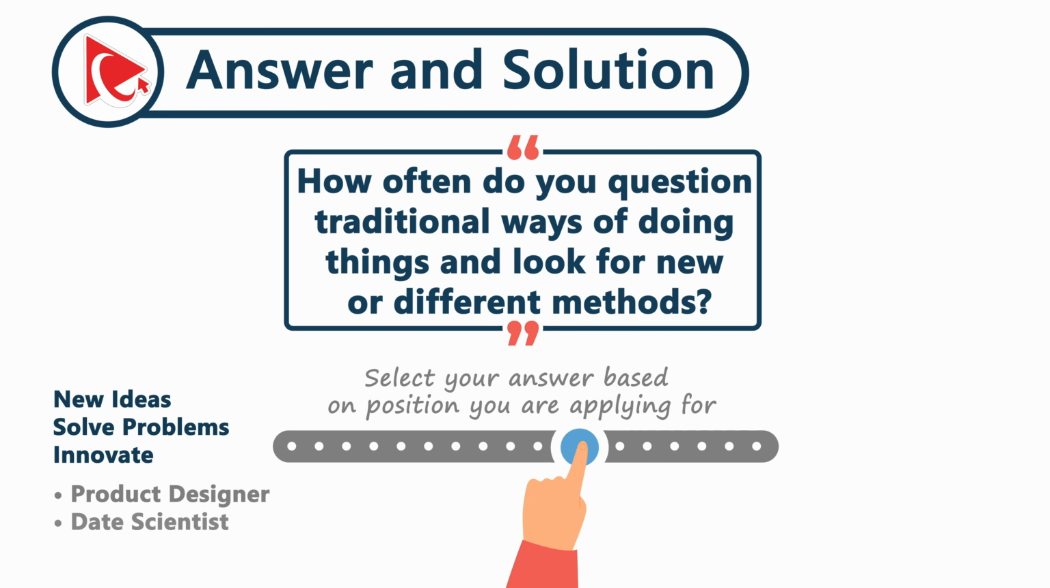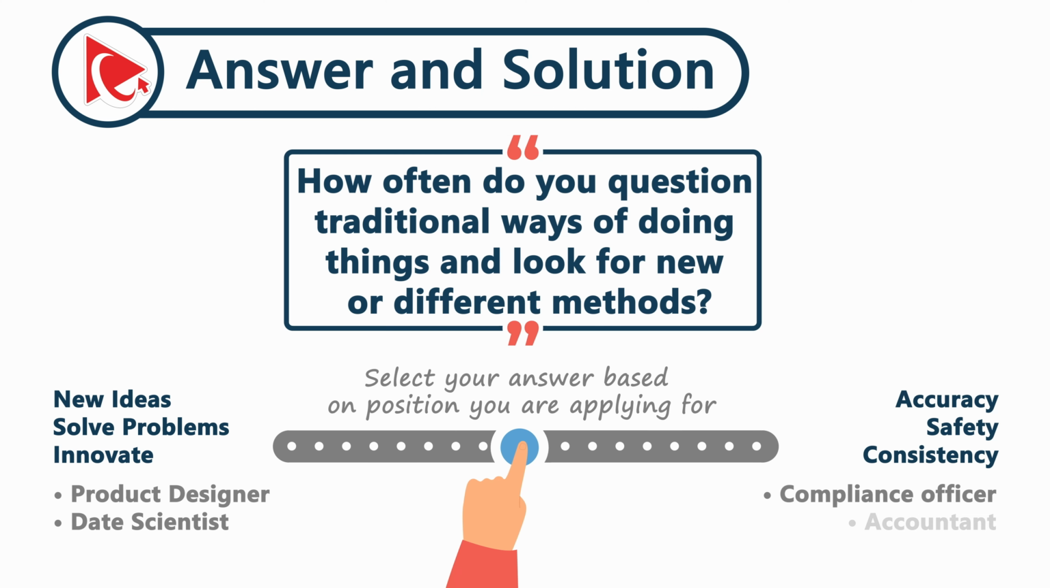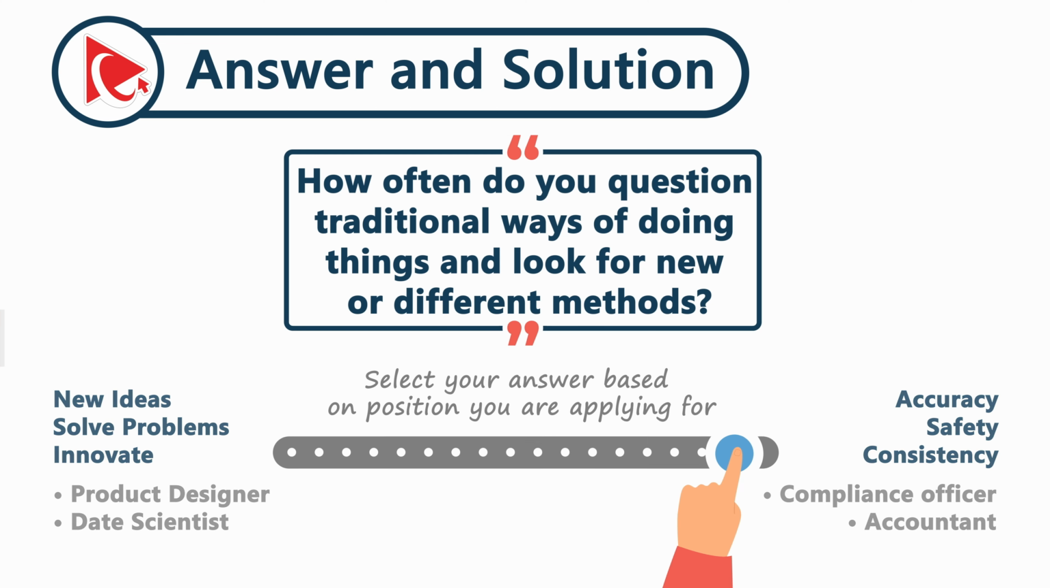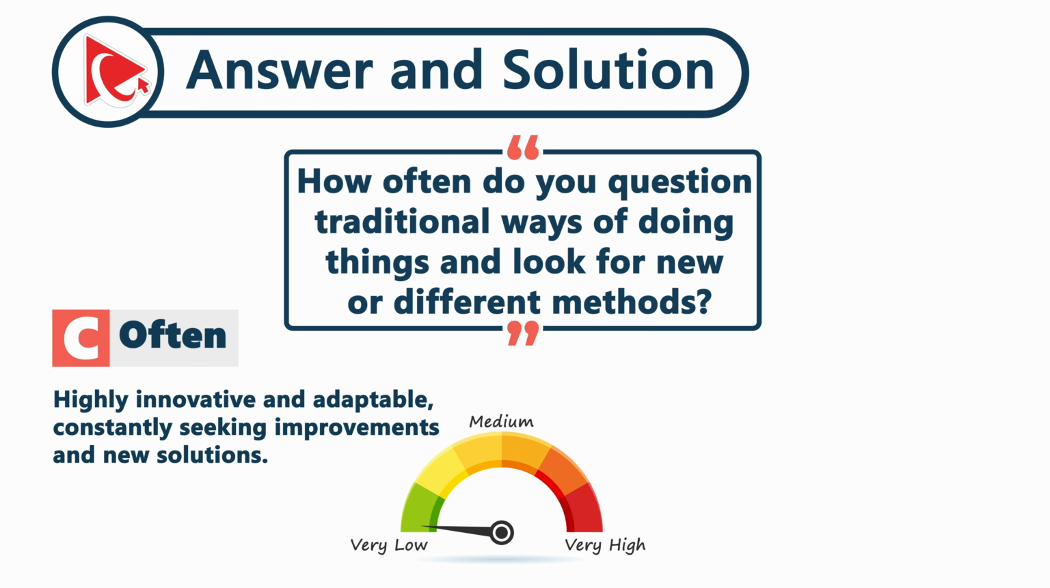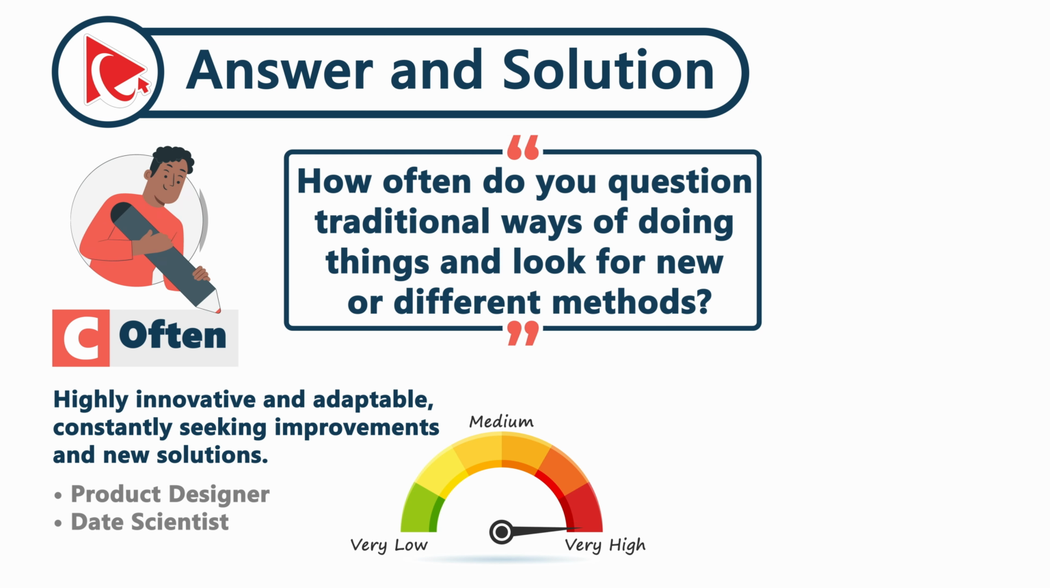Some job positions emphasize new ideas, solving problems, and innovation, whereas other job openings put focus on accuracy, safety, and consistency. For example, choice C, often, is a good trait to have for highly innovative and adaptable positions, constantly seeking improvements and new solutions. It's the best fit for product designers, which require innovation and creativity, and data scientists, which require experimentation with models and techniques to extract insights.